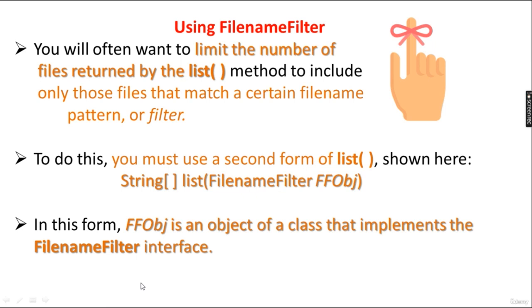If you want to search for a PDF file in your Windows environment, what will you do? Your pattern will be .pdf, so that only PDF files will be listed. Okay, so this is the general example.